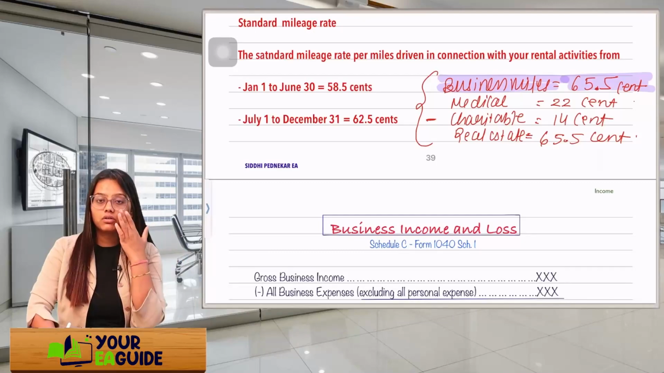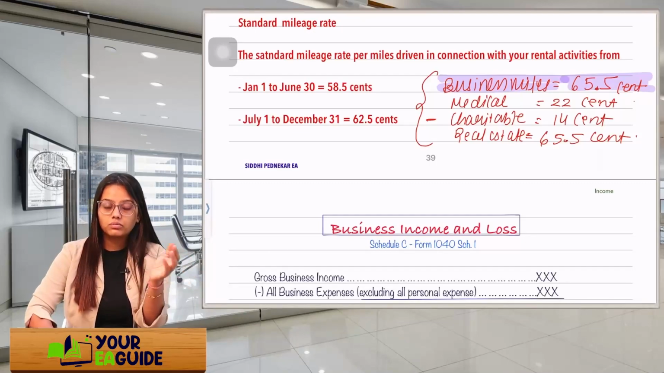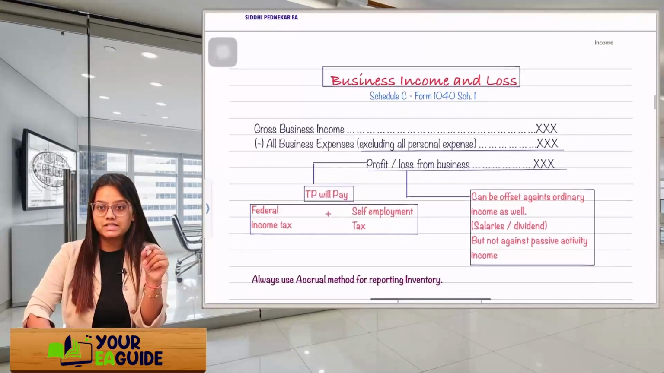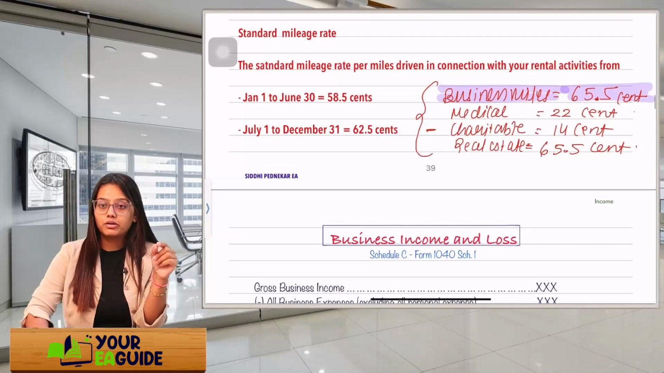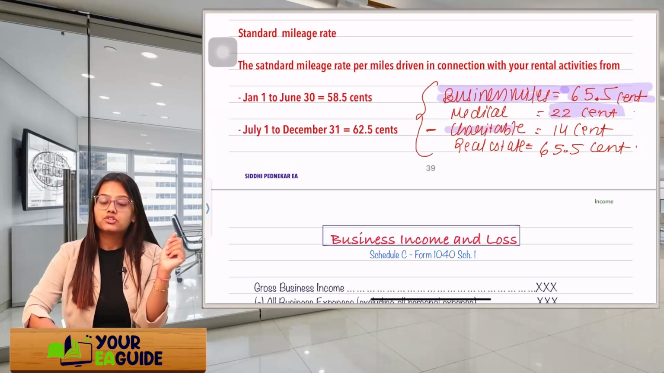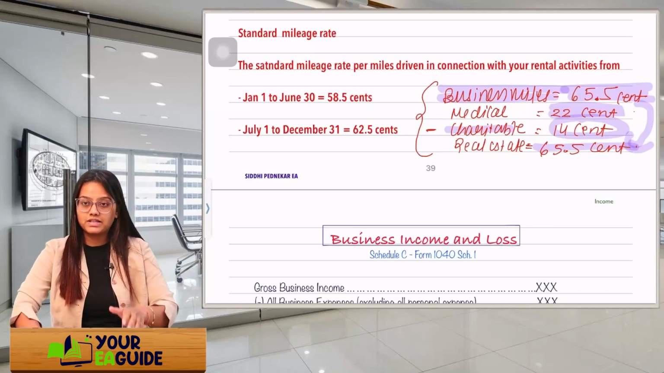In the previous year, the rates were divided into two different rates. So right now it's 65.5 cents for business miles. For medical miles, it's 22 cents. For charitable miles, when you're traveling to do some charity work, 14 cents will apply. And if it's a real estate business, straight away business miles, that is 65.5 cents, you can use.